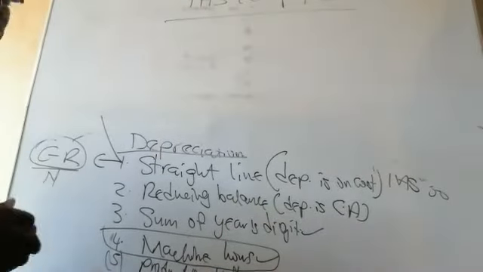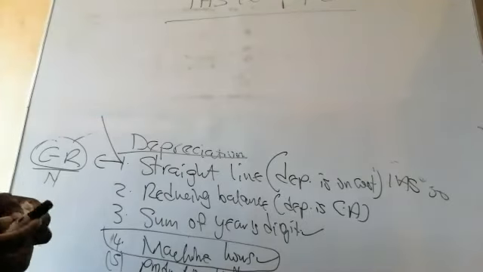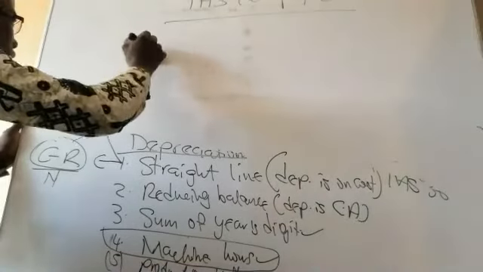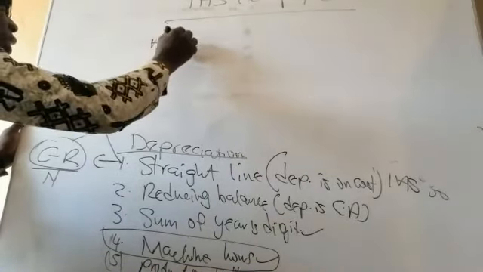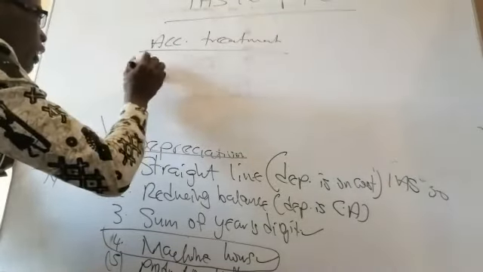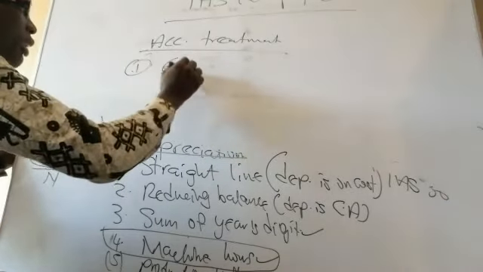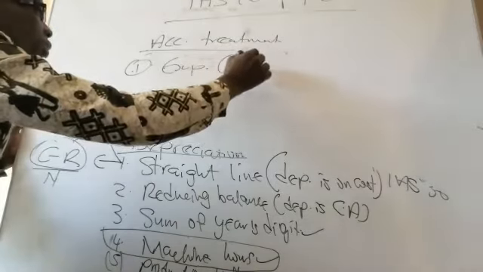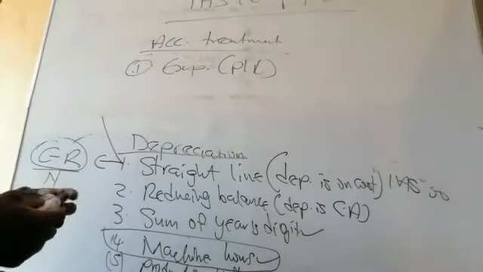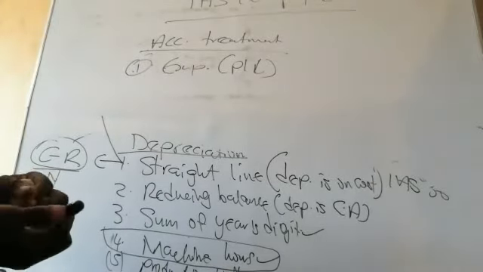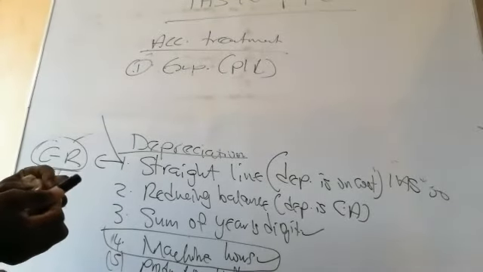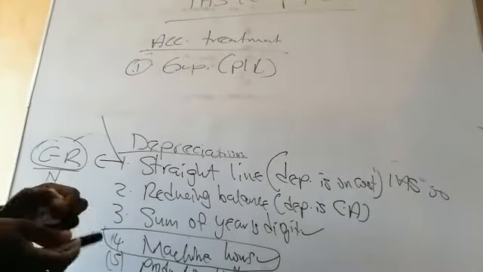Now let's go to the accounting treatment. How do you treat the depreciation after you've calculated it? First, depreciation is an expense. So first, it must be expensed in the P&L, preferably either operating expenses or cost of sales, depending on the type of the asset. If it's for production, add it to the cost of sales. If it's for administrative errands, put it in the operating expenses.